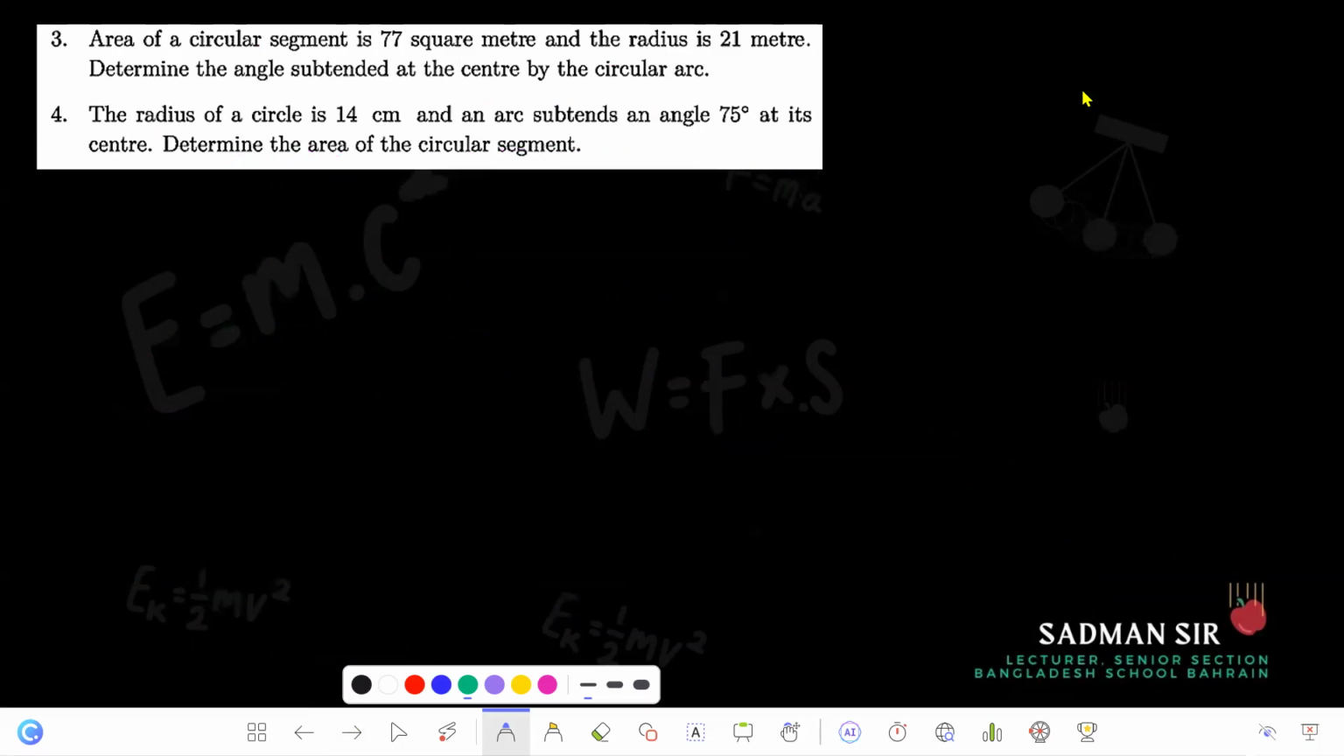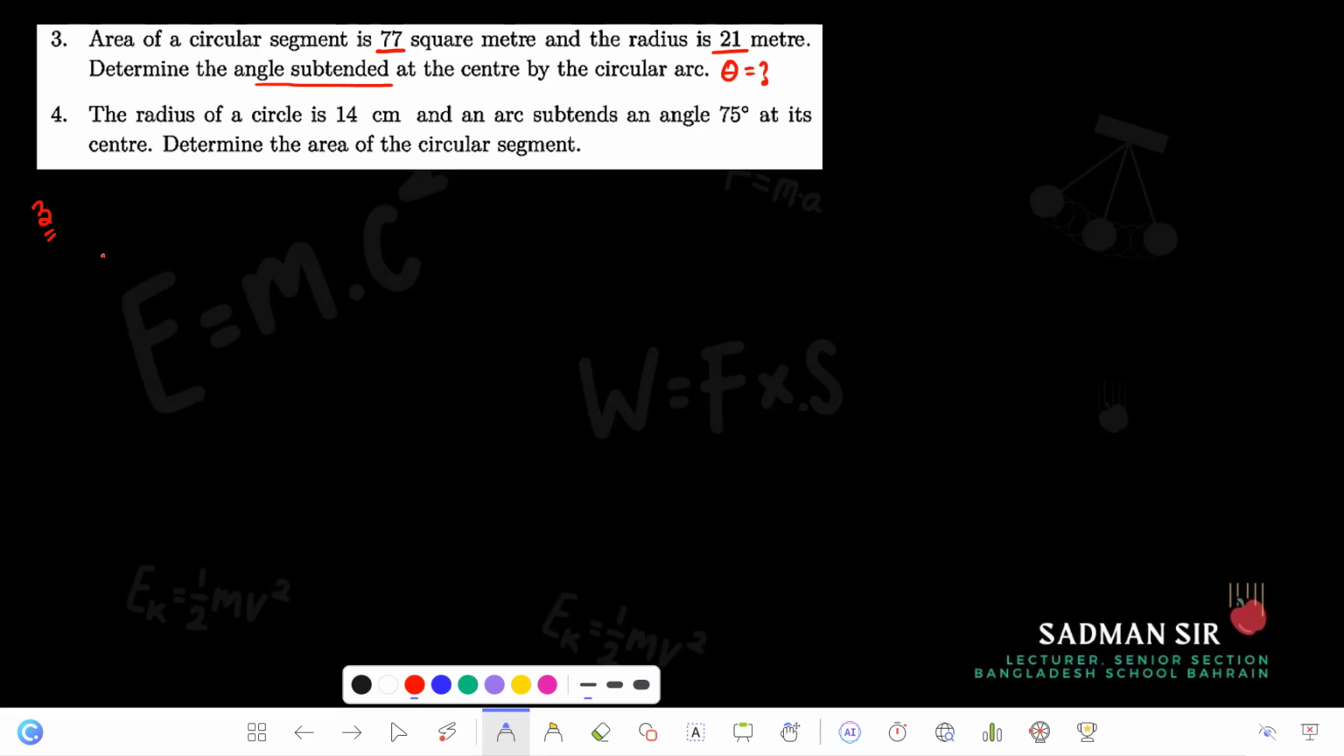Question number 3. What does question number 3 say? Question number 3 says that the area of the circular segment is 77 square meter and the radius is given. Determine the angle subtended at the center by the circular arc. That means theta is equal to what? They have asked us to find out theta.